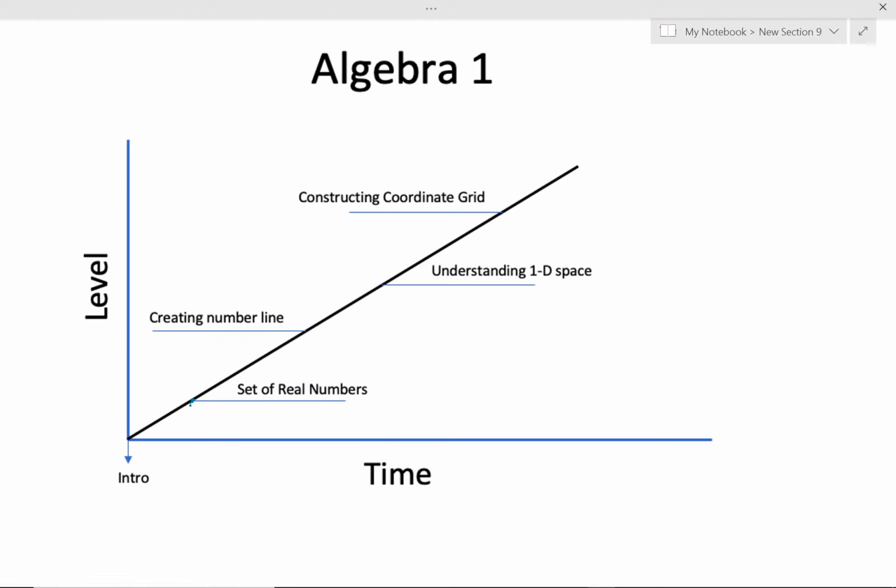The goal of this course is to try to simplify the algebraic concepts to their individual components as much as possible. That's my goal of this course, and I intend to start with the set of real numbers right here. I created this timeline that just shows the progression of this course. This is just the first 4 topics of interest, but here I'm going to explain the set of real numbers starting out and then eventually progress into the construction of a coordinate grid.